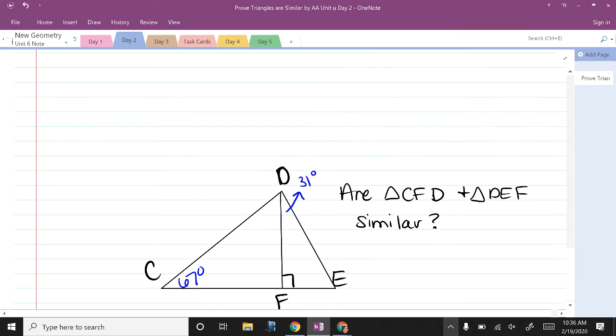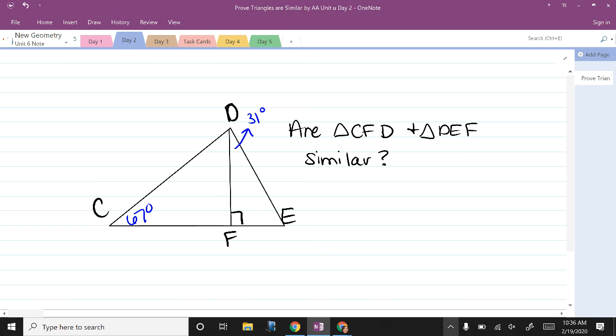Okay, let me shrink back. This is back to like the first example. Very similar to the first example. So this one didn't say show or anything fancy like that. It just says, are they similar? How can I determine if these are similar? If I have two pairs of angles congruent, right? How can I find these missing angles?